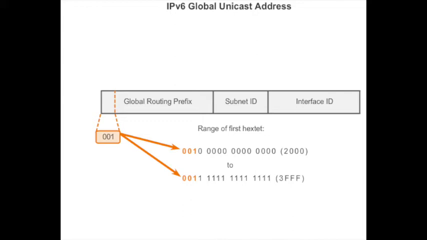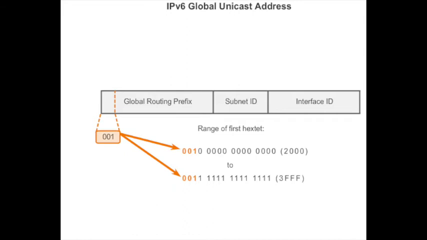Currently, they are allocated with the first 3 bits of 001, or 2000::/3. This is only 1/8 of the total available IPv6 address space. The global routing prefix is the prefix or network portion of the address that is assigned by the provider. Currently, RIRs assign a /48 global routing prefix to customers. The subnet ID is used by an organization to identify subnets within its site. And finally, the interface ID is equivalent to the host portion of an IPv4 address.